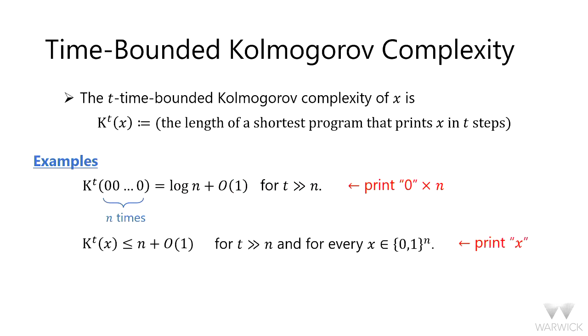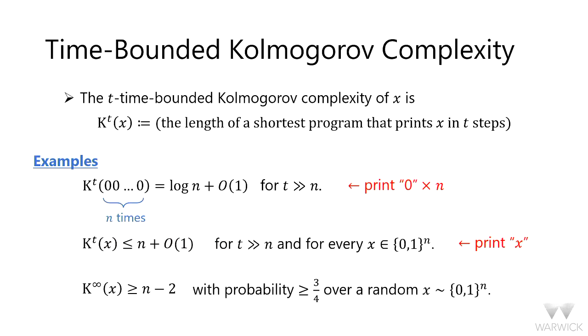And more generally, for any string x, you can consider a program that says print x. And you can show that time-bounded Kolmogorov complexity is always bounded by the length of the string plus a constant. And this bound is actually tight. By a simple counting argument, you can show that the Kolmogorov complexity of x is at least n minus 2 if you pick a uniformly random string x, with high probability.